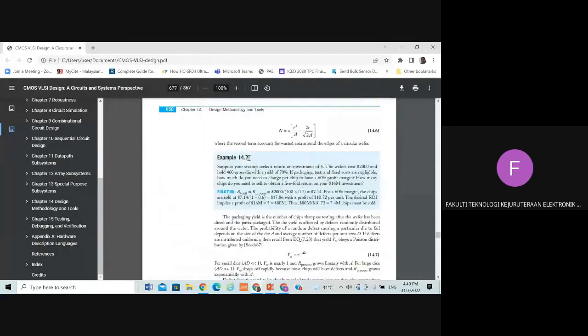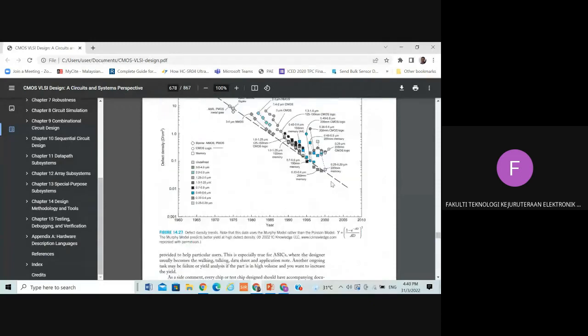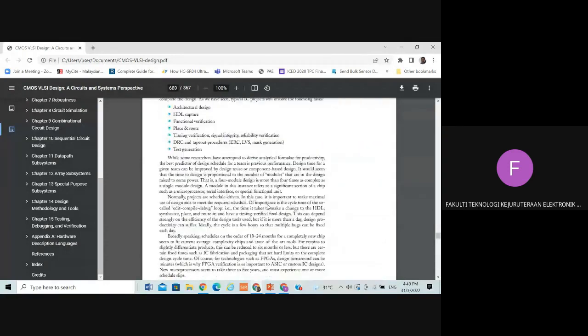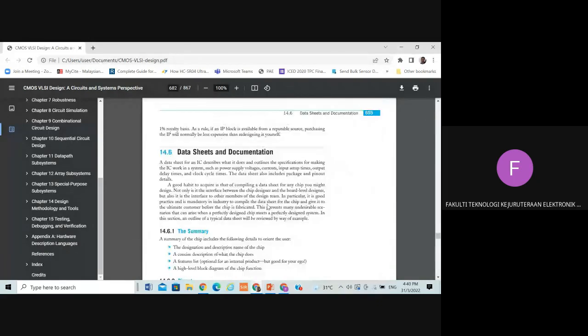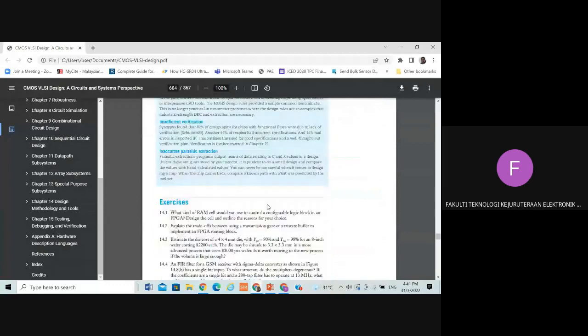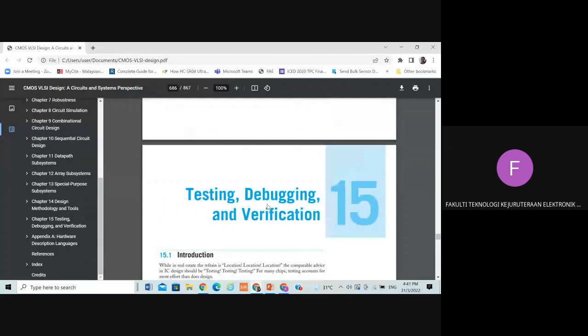Recurring cost, no need. This one is the process technology, so don't worry, no need to read this one. I think that section only. You explore to get the view of the VLSI design. And finally, testing and debugging is not part of our course.